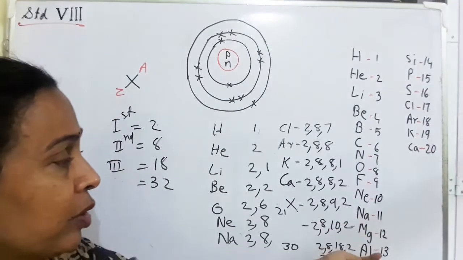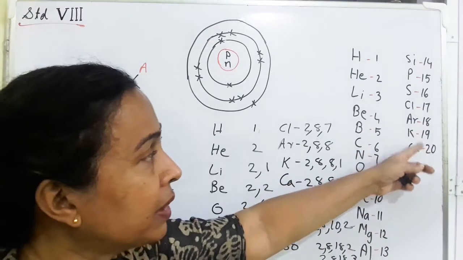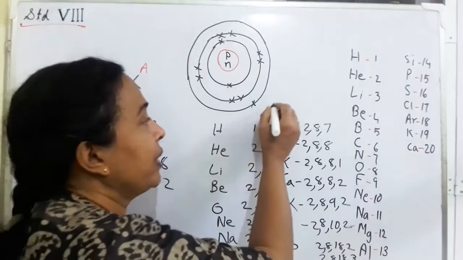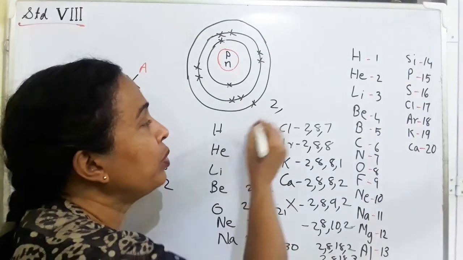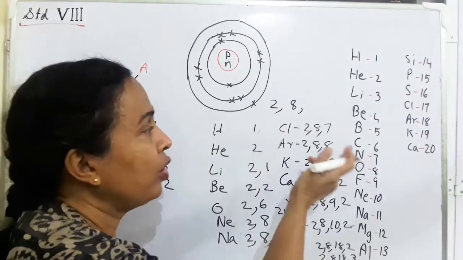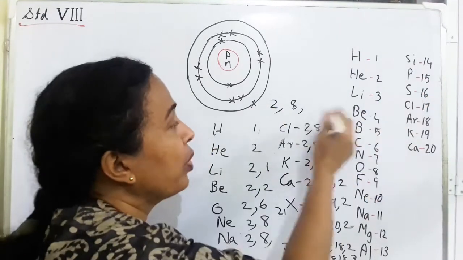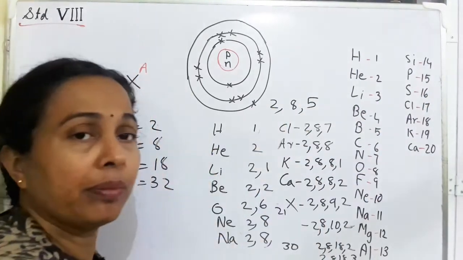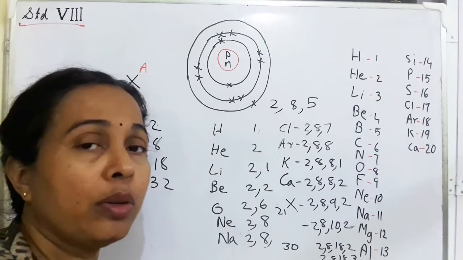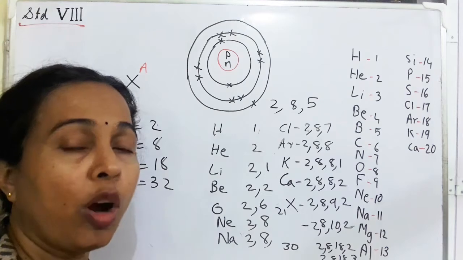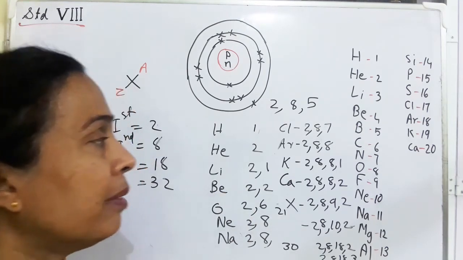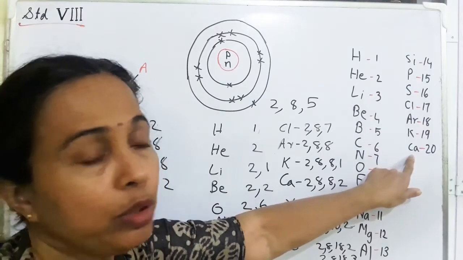Suppose we want to write the electronic configuration of an element, say 15, phosphorus. So we will write first shell can accommodate a maximum of 2, second shell can accommodate a maximum of 8. So 2 plus 8, 10 over. Then 5 more are there, that is going into the third shell. Like that, if we have that awareness about the 2n square rule and octet rule, we will be able to write the electronic configuration of any element up to atomic number 20.